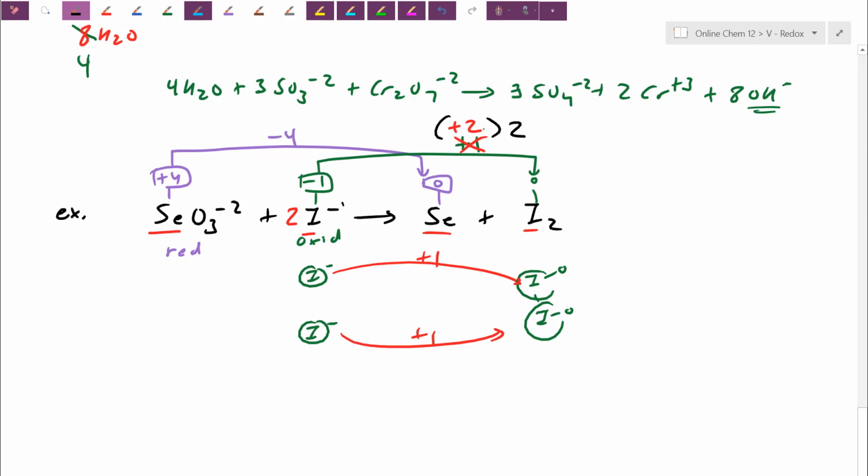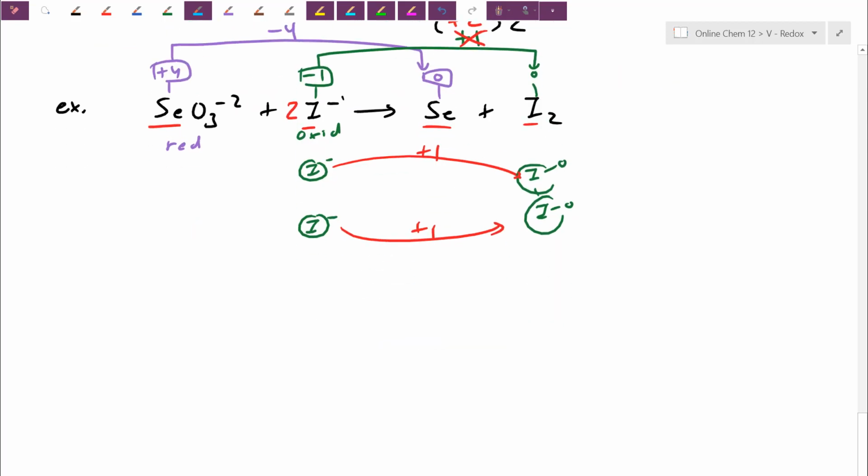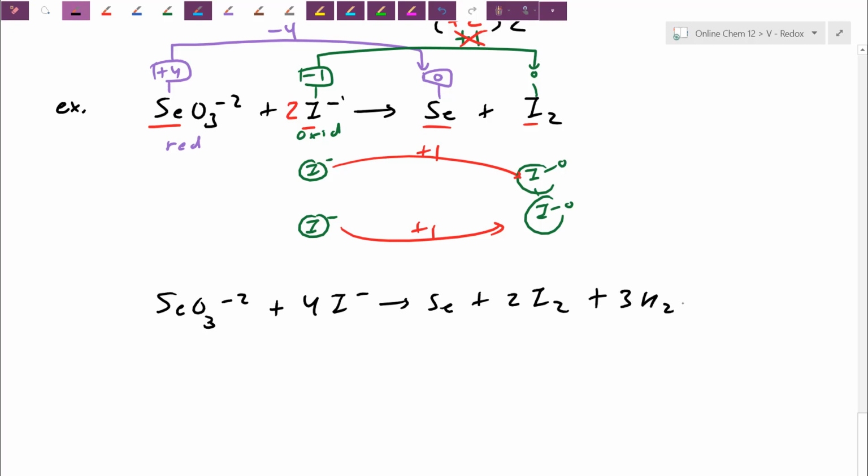I already had a 2, so now 2 times 2 is 4, and I'm going to have 2 I2 there. Somehow behind the scenes, that would have balanced the electrons. And at this point, you would add waters to balance O's, add H plus to balance H's. Because they do not specify acidic or basic, I'm going to assume acidic. Okay. So let's match it up here. I have 3 oxygens, no oxygens here. So let's add 3 waters to the right.